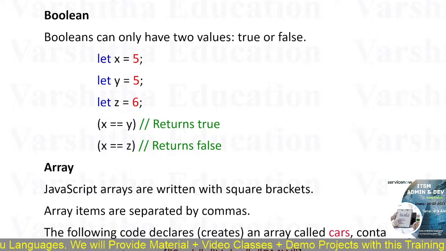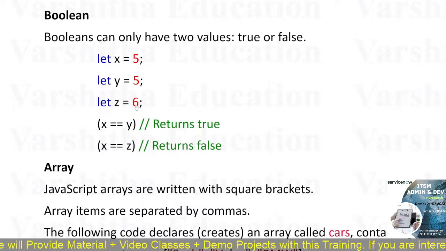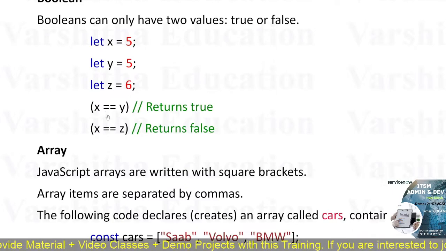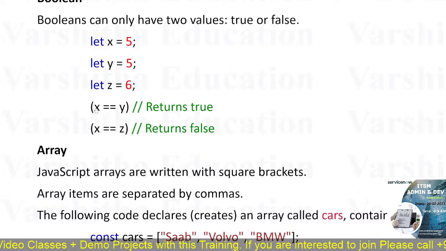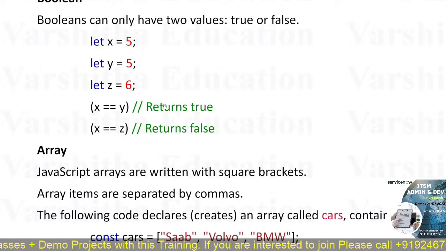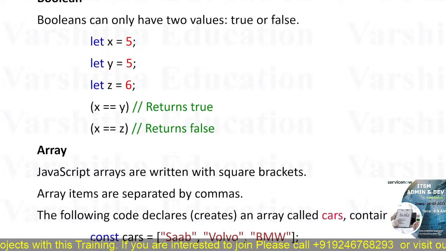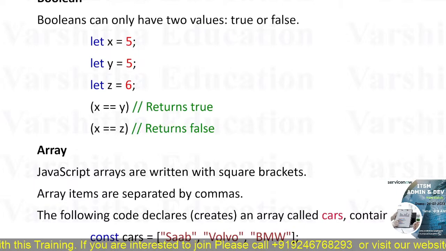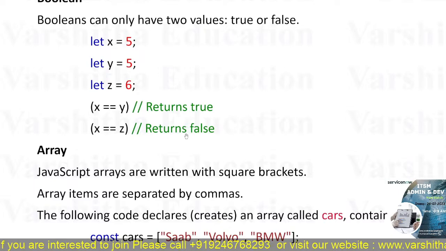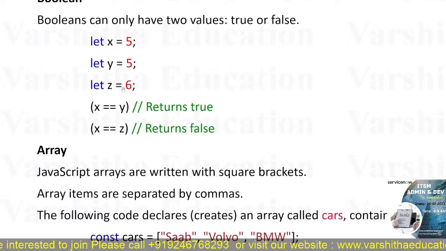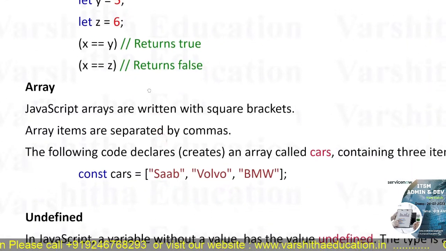For example, x equals 5, y equals 5 also, and z equals 6. If I give x double equals y, because double equals means a comparison, it returns true. That's it. If x double equals z, then it becomes false, because x is 5 and z is 6. Both are not equal. That's the reason. Okay, so that's the next one.